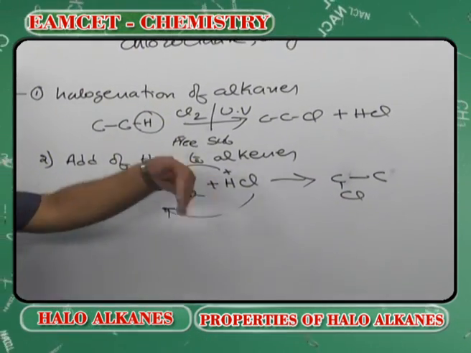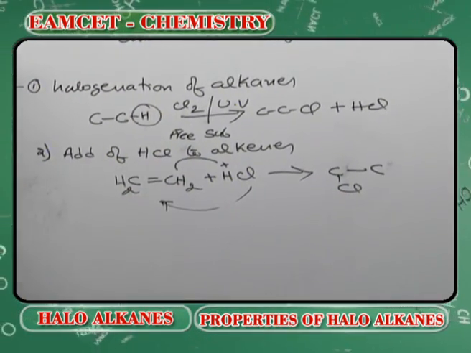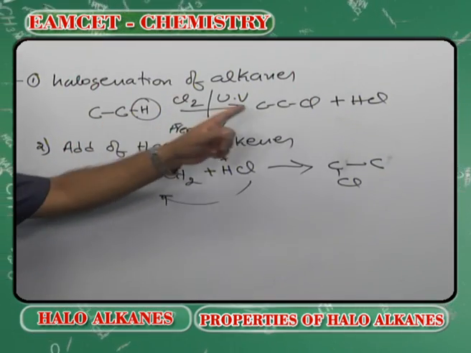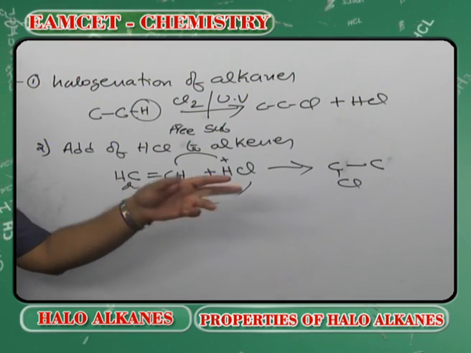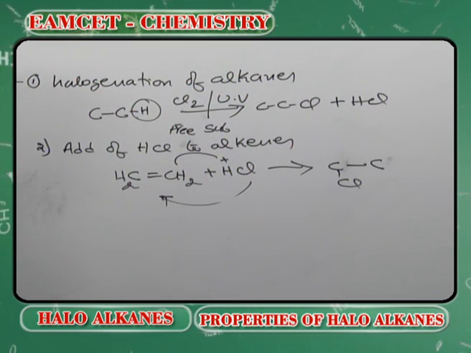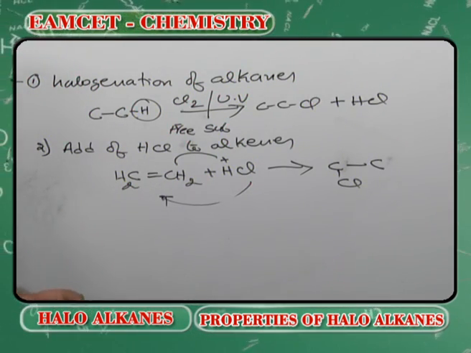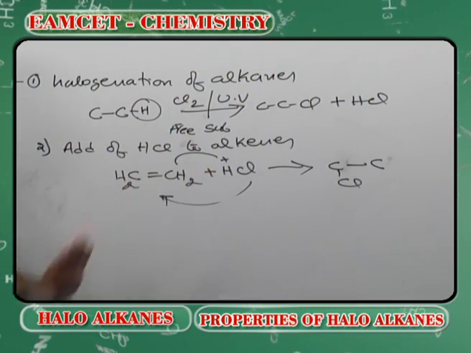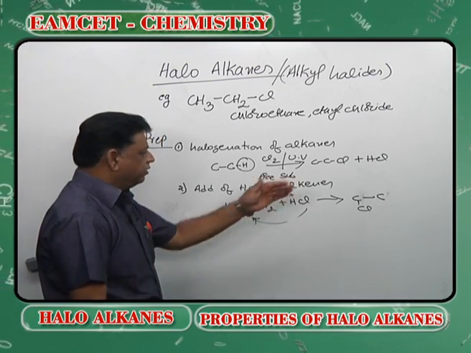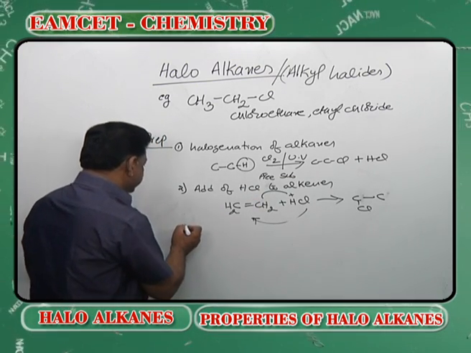However, if you continue the reaction, in the case of alkanes you would get further substitution, but in this case you cannot react further, because only one double bond is there. Even if you add excess HCl or allow excess time, the final product will be the same. That is the one advantage here.